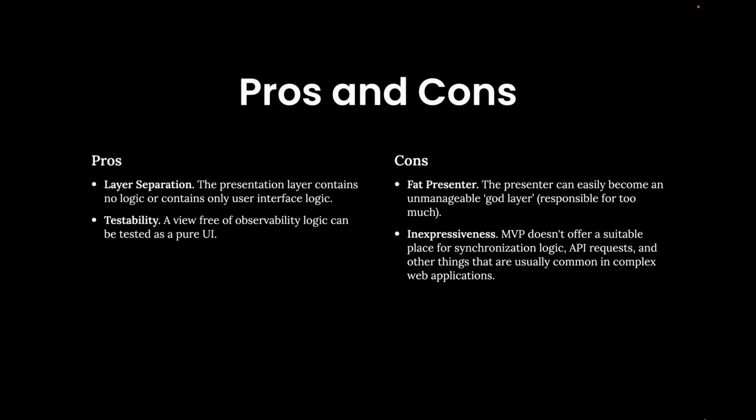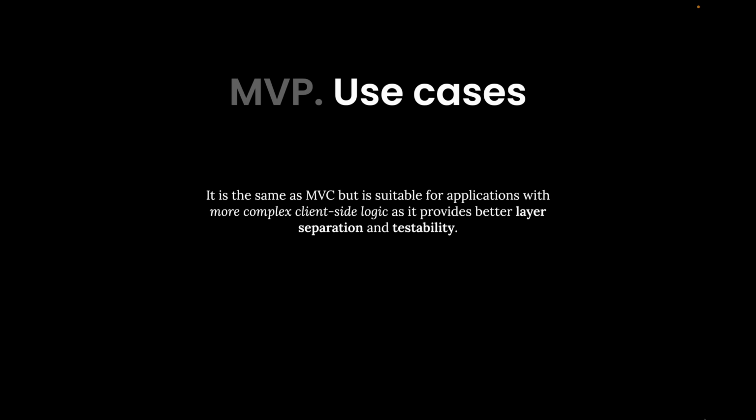MVP is also not a very expressive pattern. It doesn't define where to handle backend sync, client-side caching, and other things that are not rare in modern web applications. Use cases for MVP are the same as for MVC, but MVP is also suitable for applications with more complex client-side logic because it provides better layer separation and testability. The next pattern is called MVVM or Model-View-ViewModel. The main idea of MVVM is to separate view logic from business logic.